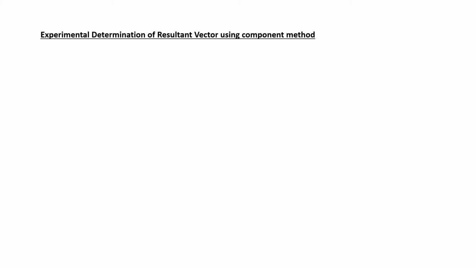Hello everyone. So today we'll study the experimental determination of resultant vector by using the component method. Again we'll take two vectors. Suppose we have vector A, which is 240 grams at angle 30 degrees, and the second vector is vector B, which is 330 grams and acting at an angle of 130 degrees. When we say the component method, that means we are going to split the vector into components.